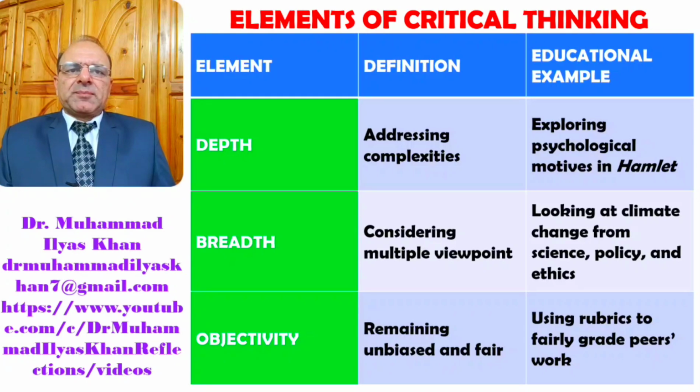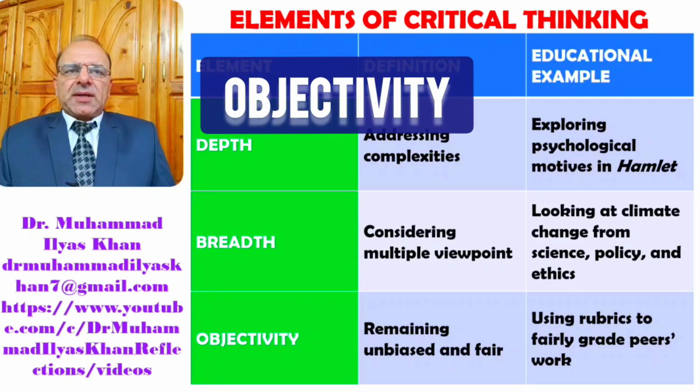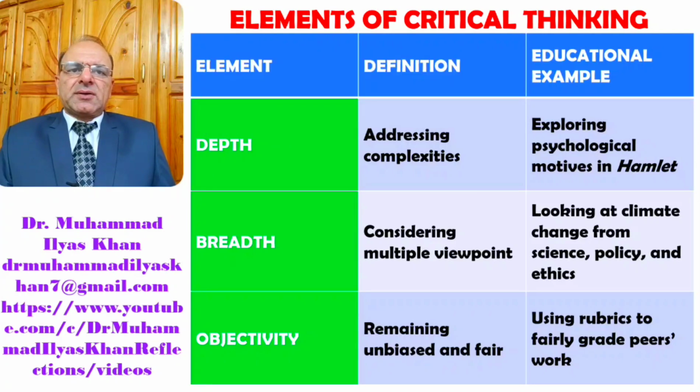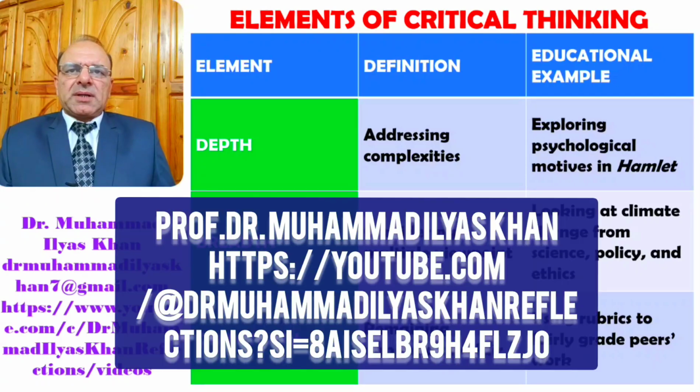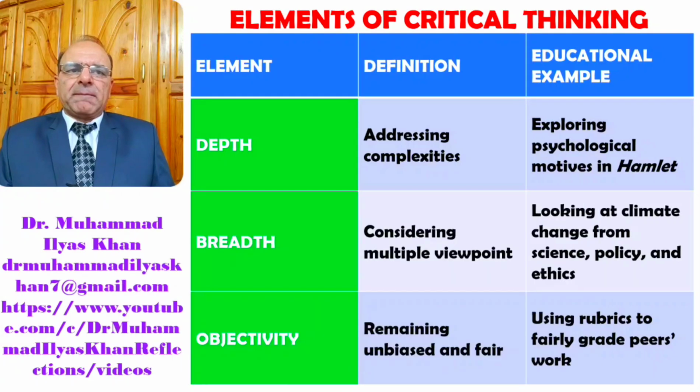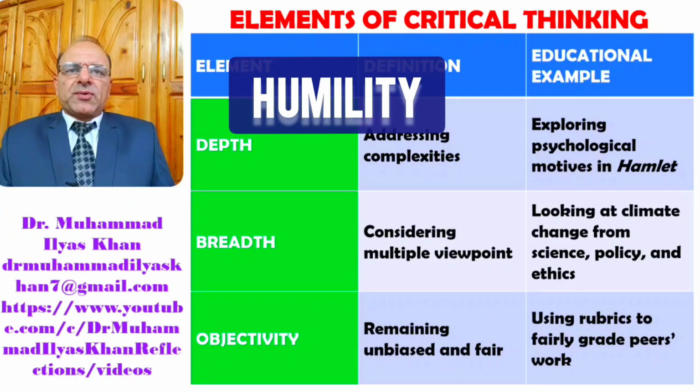And lastly, objectivity is very important. What is that? That means that critical thinkers need to remain unbiased and fair. Their conclusions are based on empirical data and on authentic analysis of that data. So, for example, making use of rubrics in order to fairly grade peer review work is an example of objectivity.